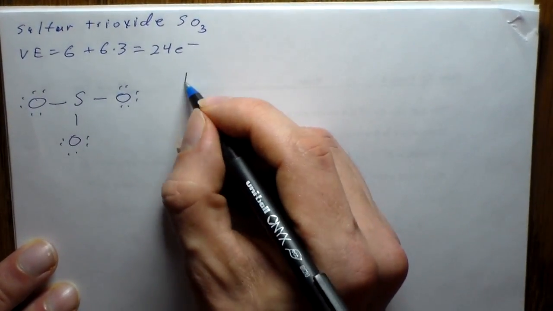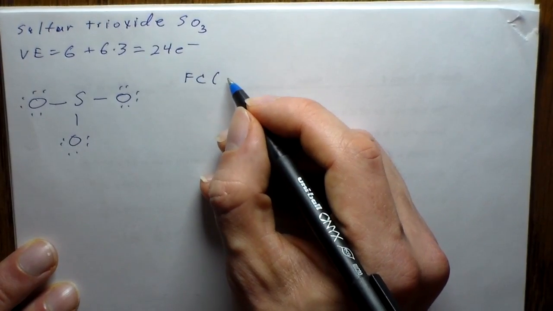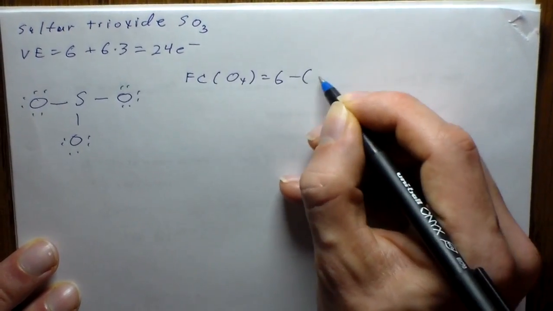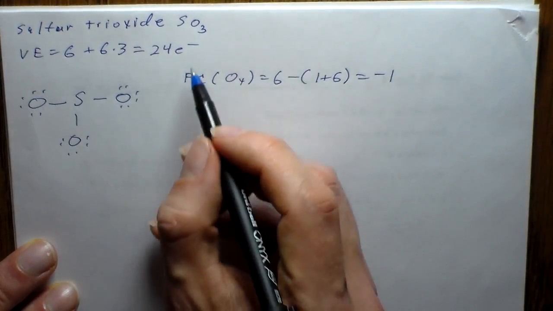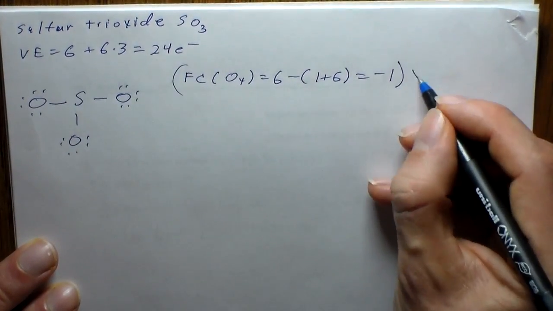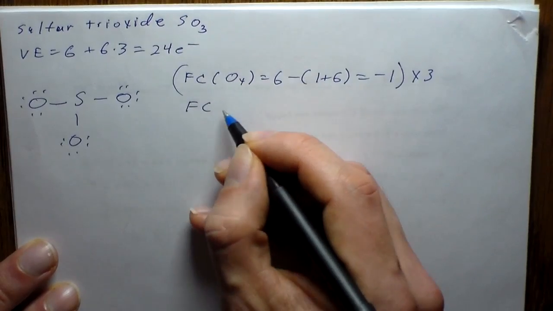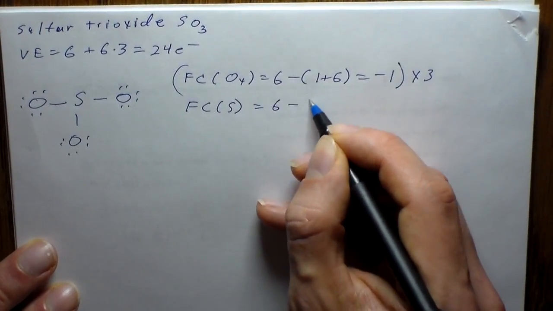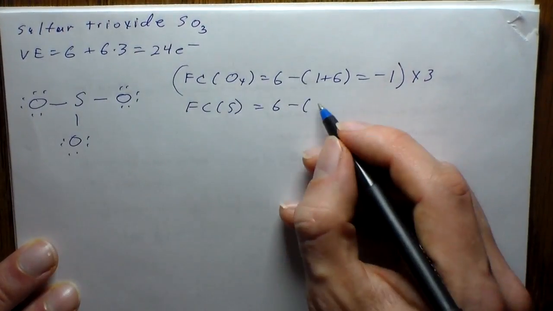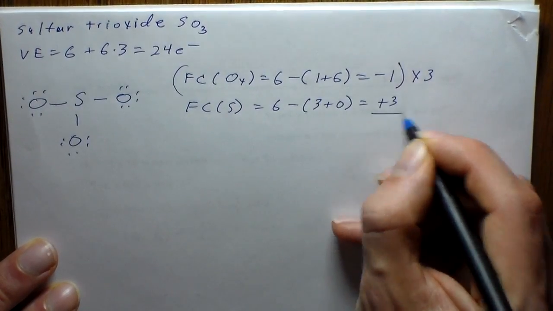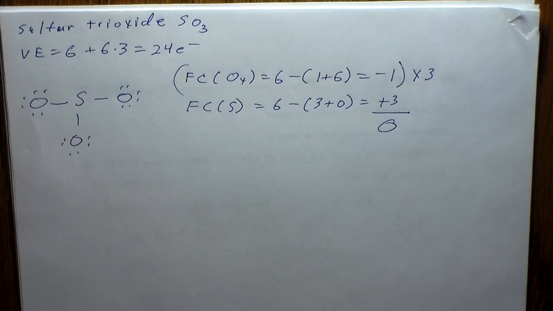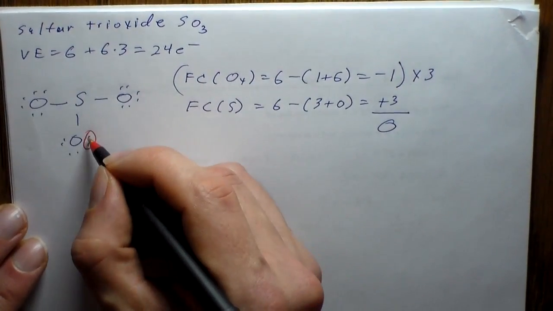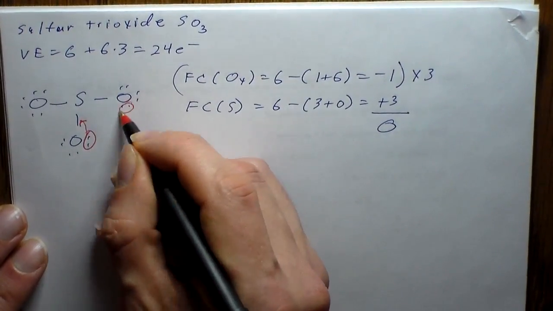And then we can just check our formal charges. So for my oxygen, it's going to be 6 minus 1 line and 6 dots. That's going to be a -1. And of course we have here 3 equivalent ones. I'll multiply that by 3. So the formal charge on my sulfur, 6 minus, and now there's only 3 lines and no dots. That's going to be a +3. That's -3 plus 3. That works out to be 0. So what we're going to do in this case is take these lone pairs, move them in, like so.